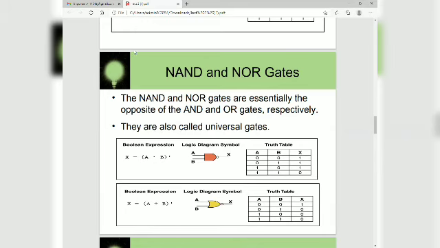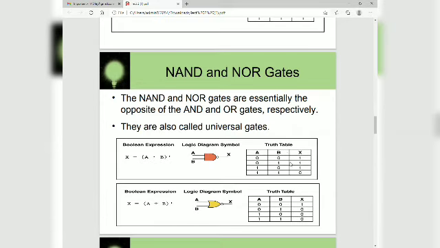Boolean expressions. Boolean expression of NAND gate: X is equal to (A into B) bar. This is the logical diagram of the NAND gate. The bubble indicates the NOT gate, and this is the symbol of AND. The combination of AND and NOT gate represents the NAND gate.